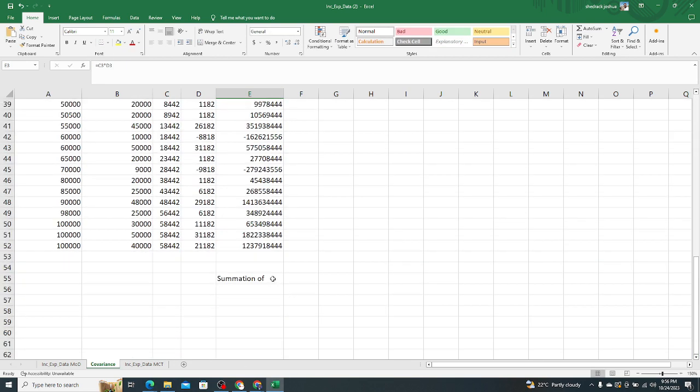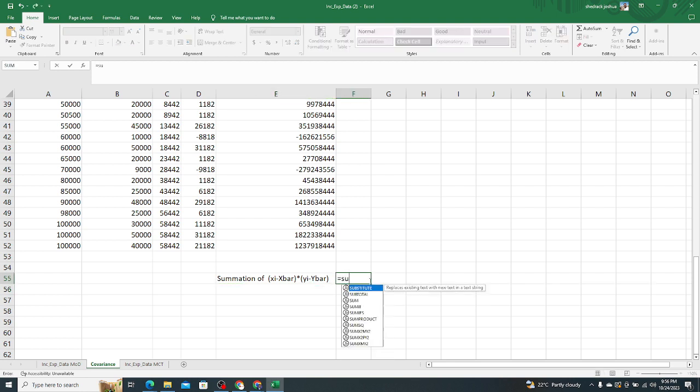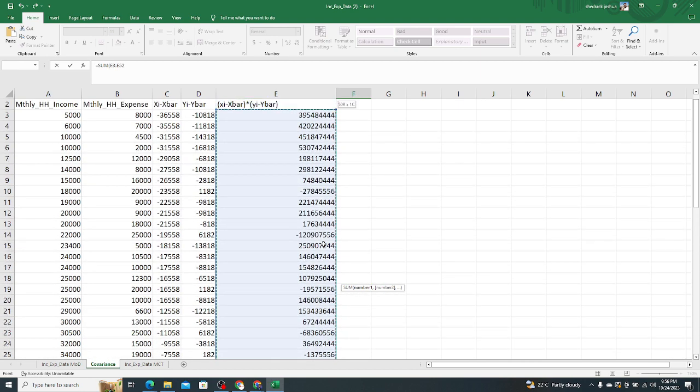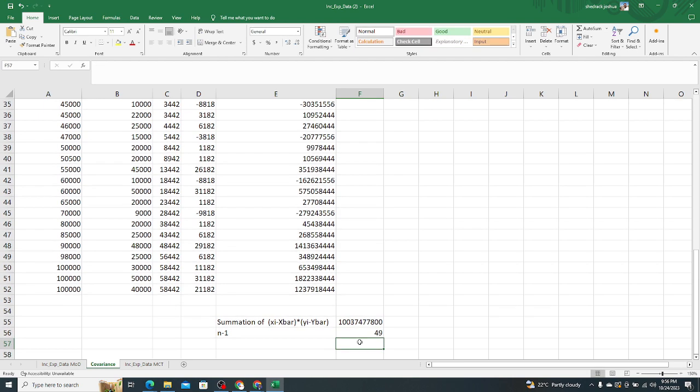We'll need now the summation of this. So it will be equal to the sum of all this. And now we have the n. We have n minus what? n minus 1, which will be equal to 50 minus 1, which is 49.